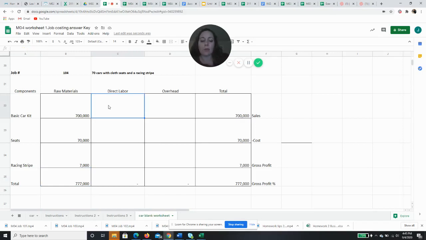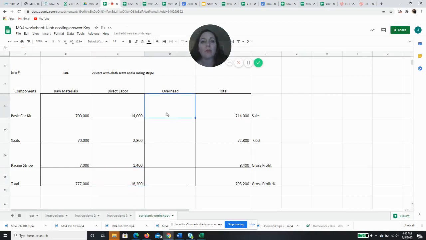All right, our direct labor. So our basic car kit, again, we're making 70 cars, and our direct labor per basic car kit was 200. So it's going to be 14,000. Our seats, again, 70 cars times $40 per car. So 2,800, and our racing stripe is going to be 70 cars times $20 per car, or 1,400. So the total cost of direct labor on this job of 70 cars is going to be 18,200.